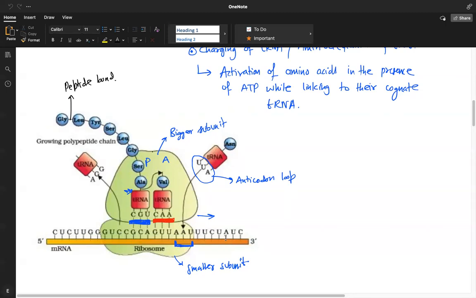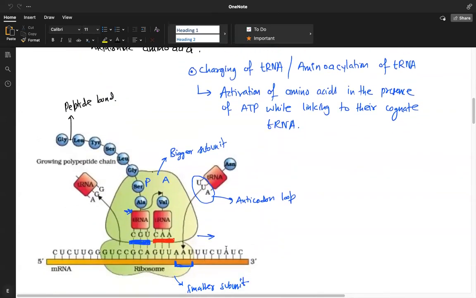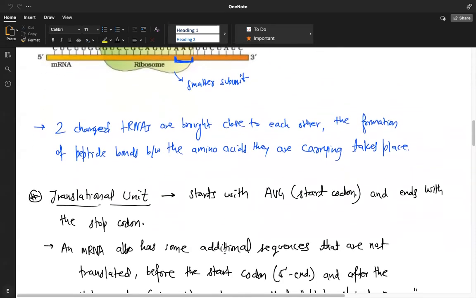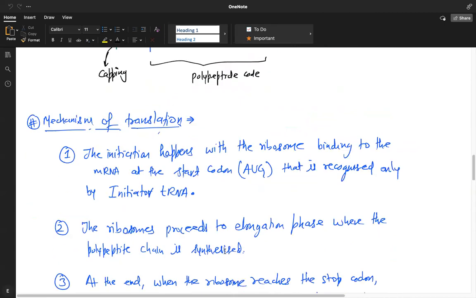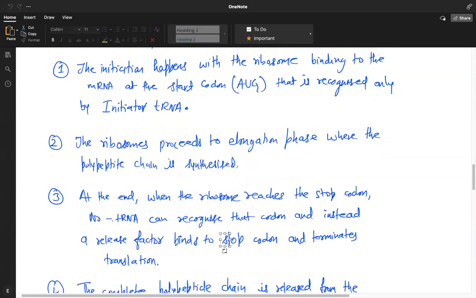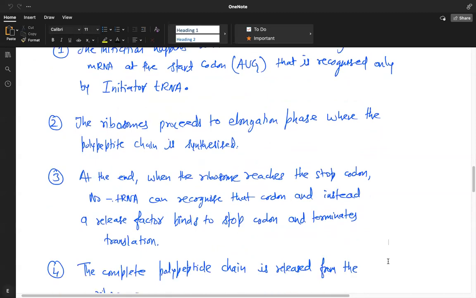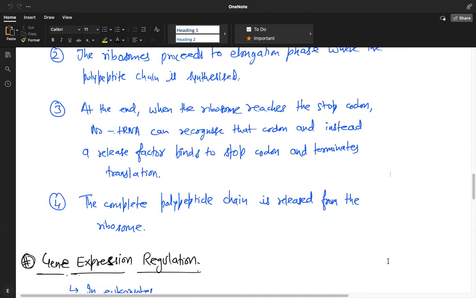And finally, when it reaches the end, where there is a UAA or any stop codon among the three, no tRNA comes and binds. Instead, some proteins, known as terminator proteins or release factors, sit there and end the process of translation.